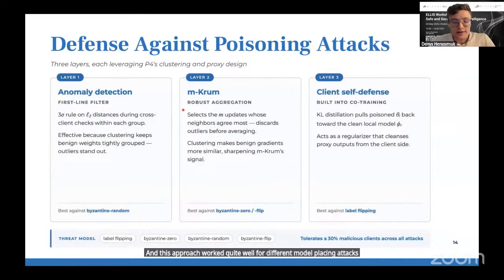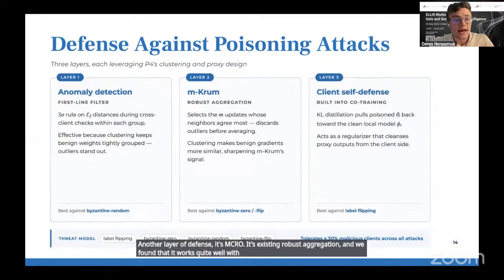Another layer of defense is M-Krum. It's an existing robust aggregation, and we found that it works quite well with our grouping, and it basically selects the M updates whose neighbors agree most and discards outliers before averaging.